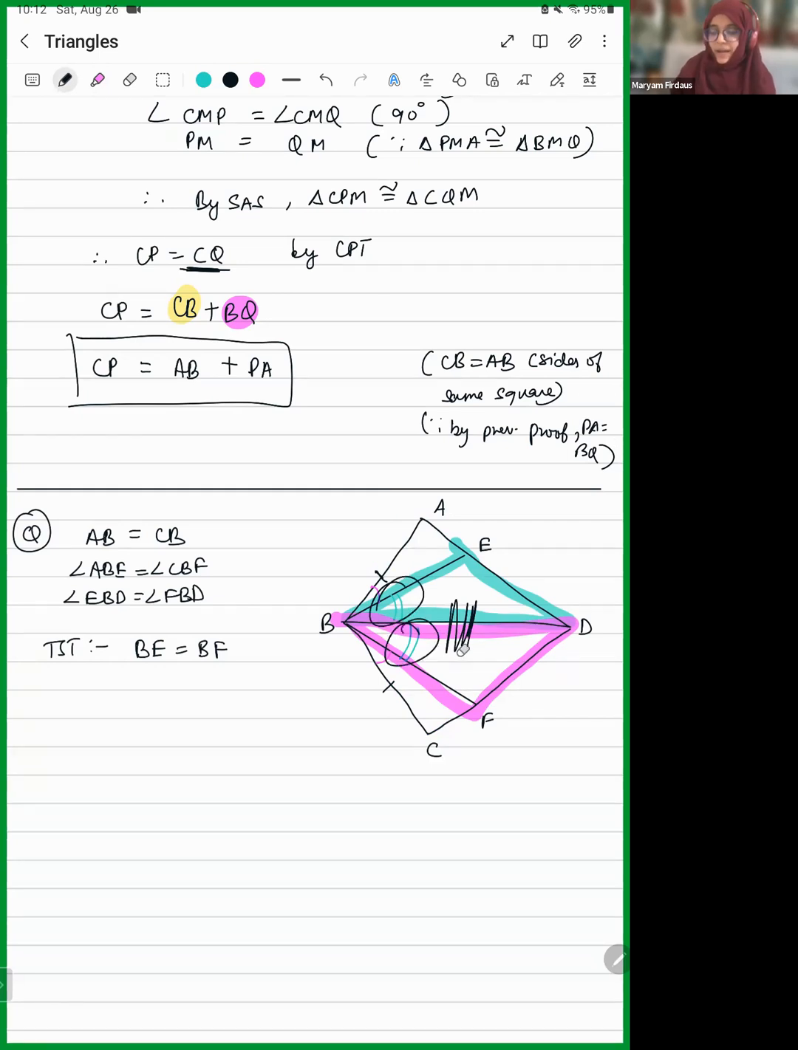What if you could combine both of these things? What if you can take the common side of these two triangles and this side of these two triangles.